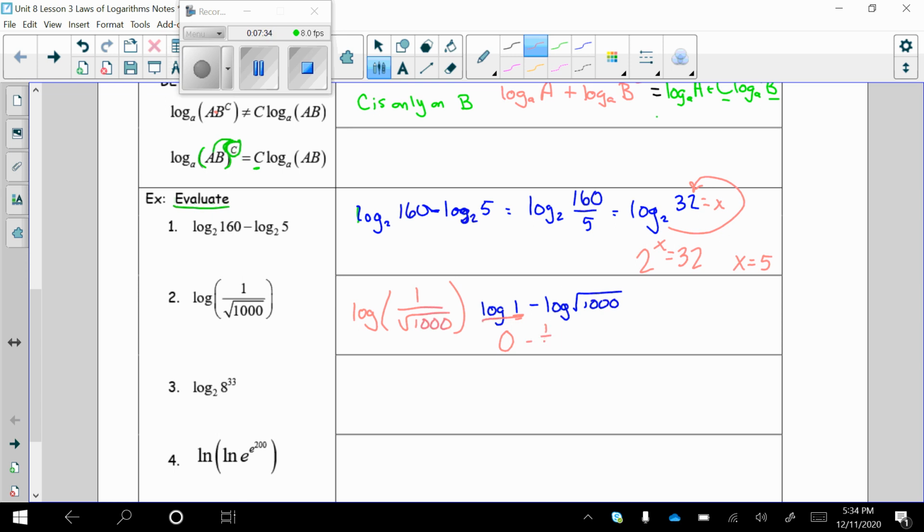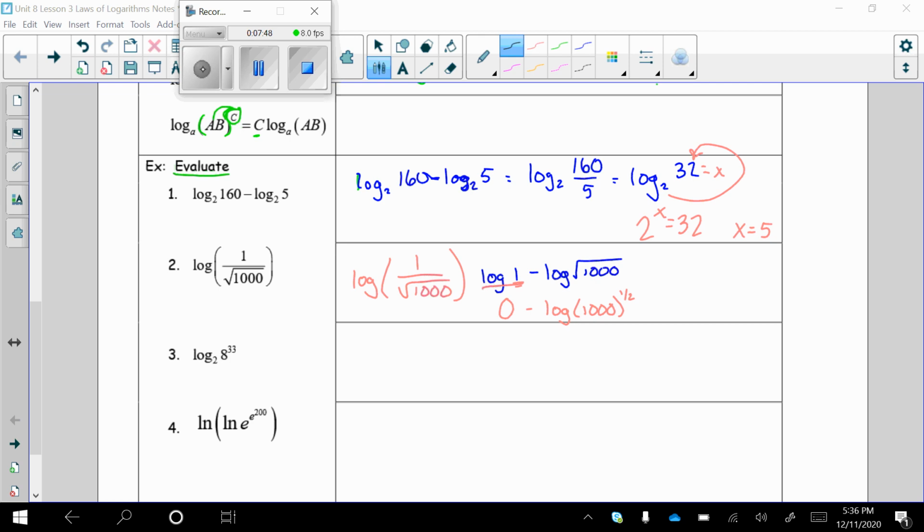this is 1/2. I feel like I'm skipping steps here. We'll do log of 1,000 to the 1/2 power. Then again, using those rules, we can move that 1/2 to the front. So we have 0 minus 1/2 times the log of 1,000.